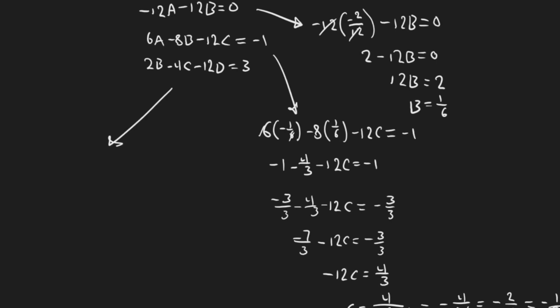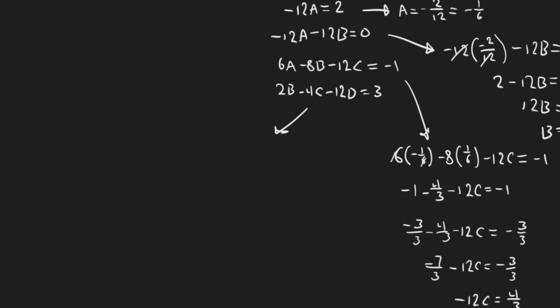And I'll do that a little bit over to the left. Okay. So 2b, well, 2 times b is the same thing as 2 times 1/6 minus 4 times c. Well, we just found c, and we just said that it was negative 1 over 9 minus 12d equals 3, and d is what we're solving for here. So 2 times 1/6, that's the same thing as 1/3. I'll write that nicer, 1/3, and then so plus 4 over 9 minus 12d equals 3.